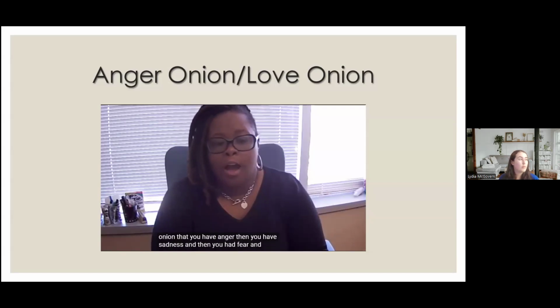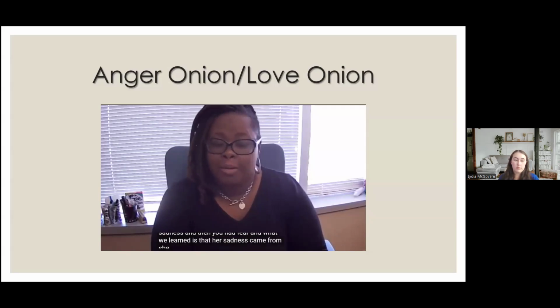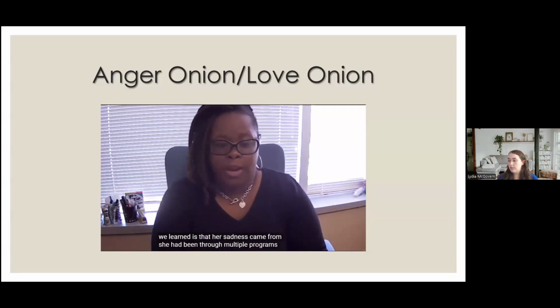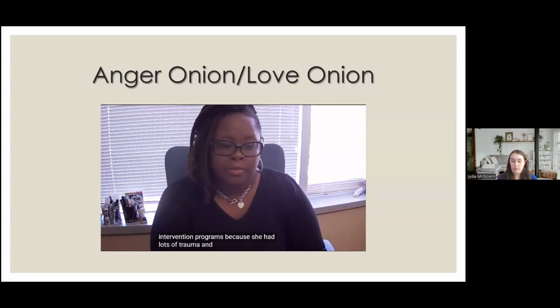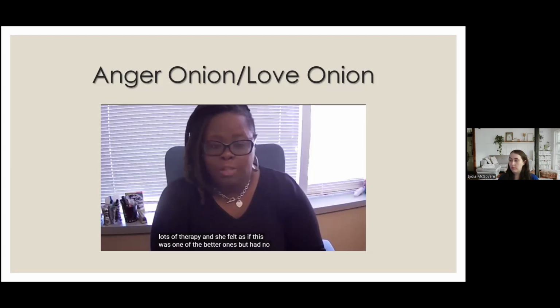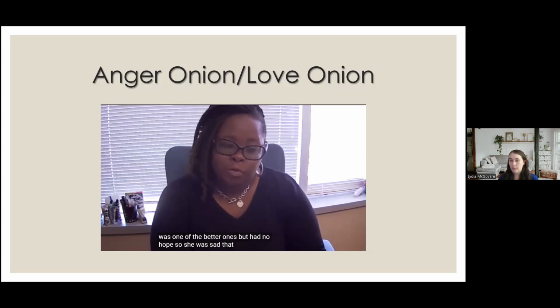So we know that with the anger onion that you have anger, then you have sadness, and then you have fear. And what we learned is that her sadness came from, she had been through multiple programs, right? She had been through lots of intervention programs because she had lots of trauma and lots of services and lots of therapy. And she felt as if this was one of the better ones, but had no hope.